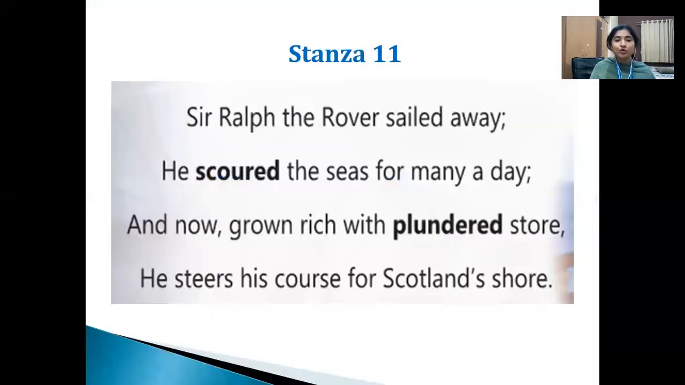Sir Ralph the rover sailed away. He scoured the sea for many a day, and now, grown rich with plundered store, he steers his course for Scotland's shore. Here, in this 11th stanza, alliteration is used as in "Scotland's shore," the "s" sound is repeating.